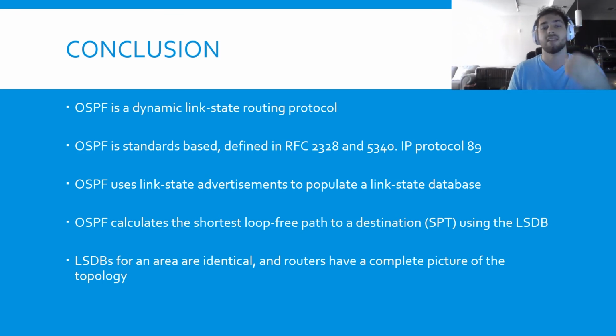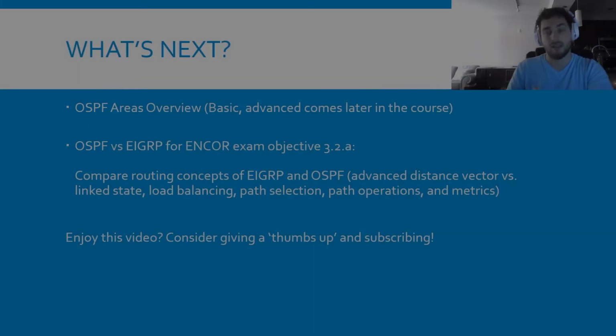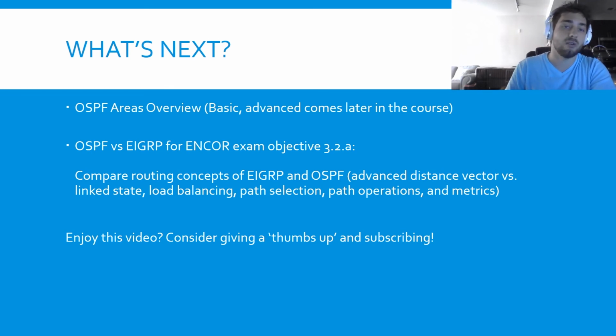OSPF uses link state advertisements to populate a link state database. It then constructs the shortest path tree from the database and then uses the tree to populate its routing table. OSPF calculates the shortest loop-free path to a destination. Link state databases are identical for an area, and routers have a complete picture of the topology. So area 0's link state database for router 1 and router 2 is the same. The link state database for area 1 between router 1 and router 2 are the same, so on and so forth. And what's next? In the next video, we'll go over a basic overview of OSPF areas.